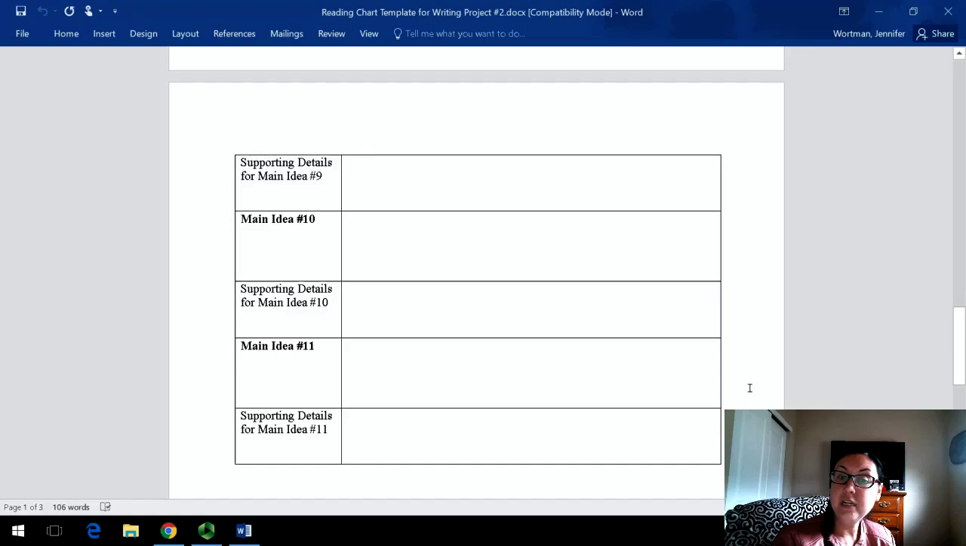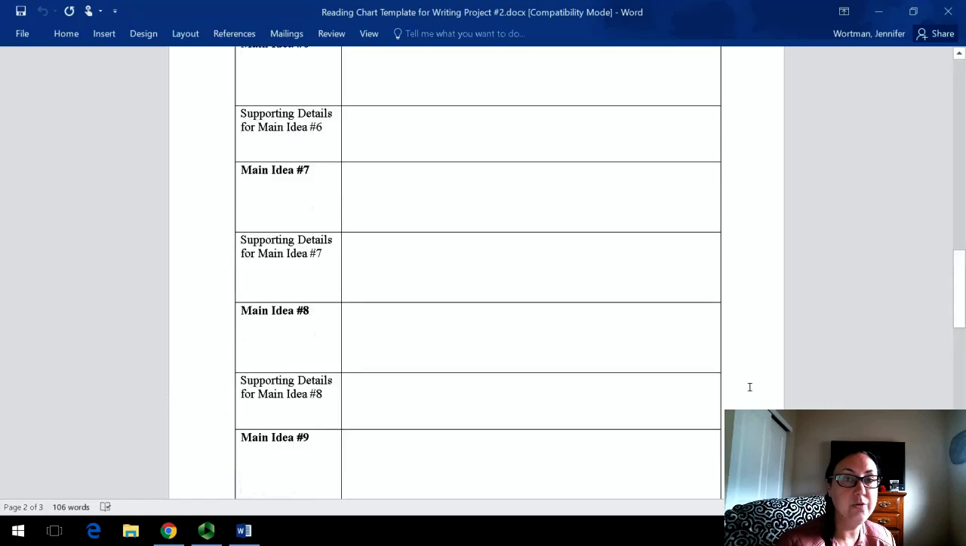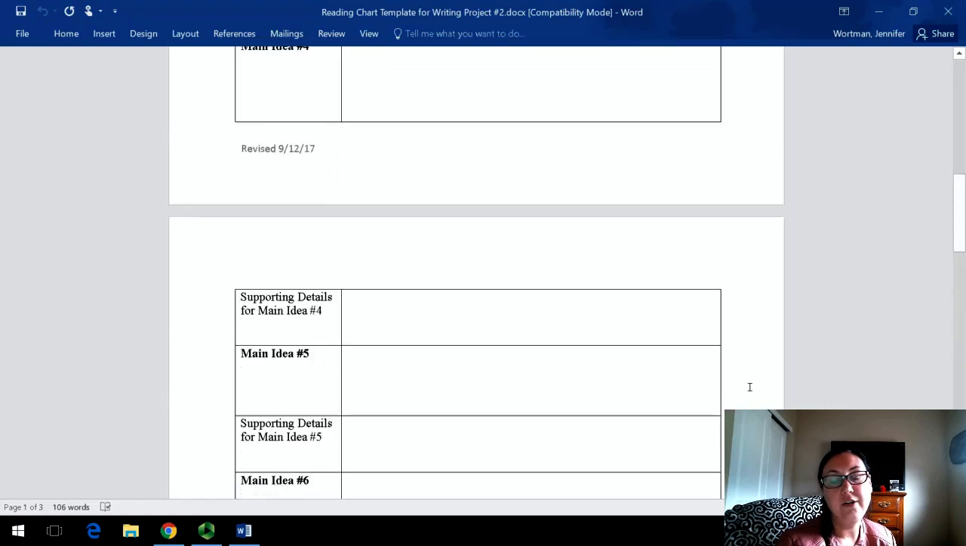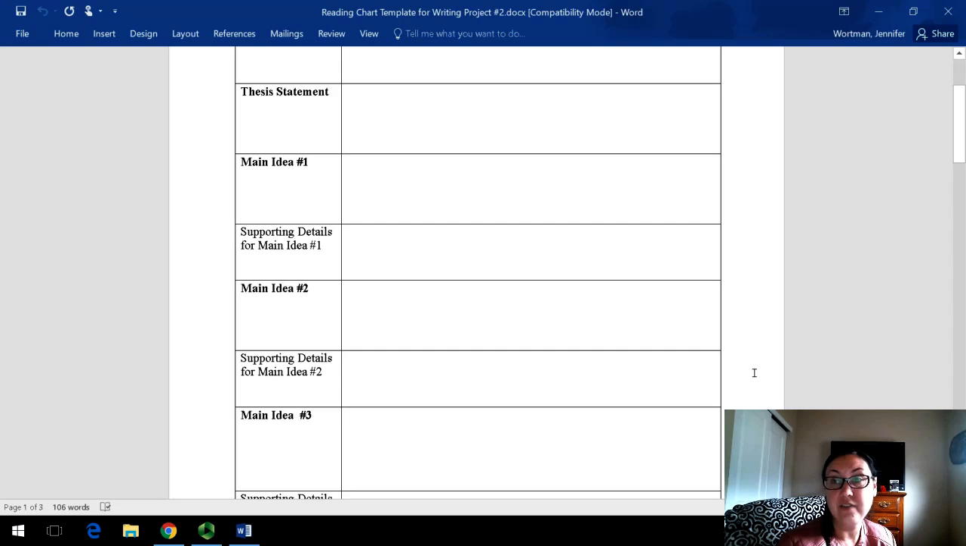You'll notice that on the reading chart, there is 11 main ideas. I'm going to tell you straight up, there's not 11 main ideas in the article. There is less than that. There is also more than 2 or 3. So if you're only finding 2 or 3 main ideas, then you're not finding them all. If you're finding 11 main ideas, then you're identifying some things as main ideas that are not actually main ideas. So that's kind of my hint as you get started.